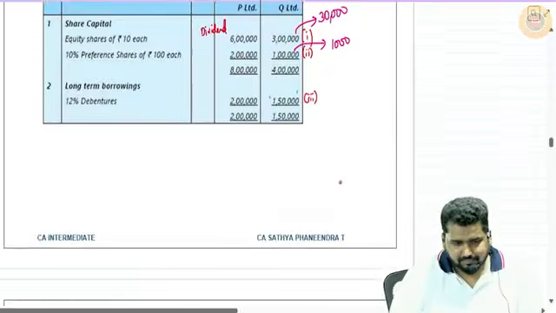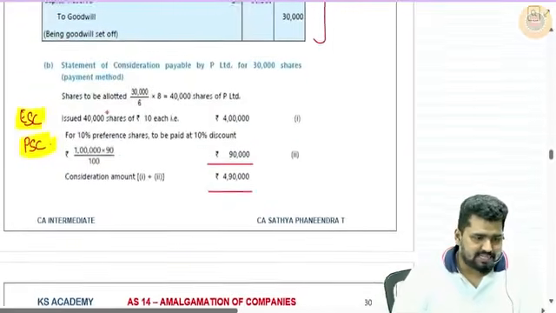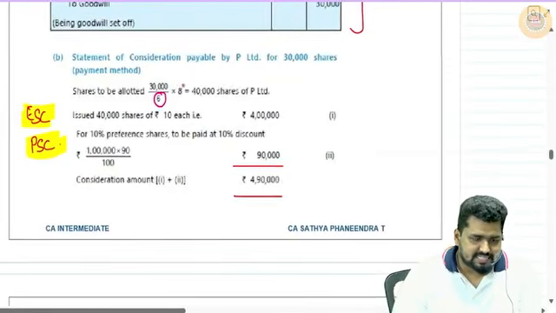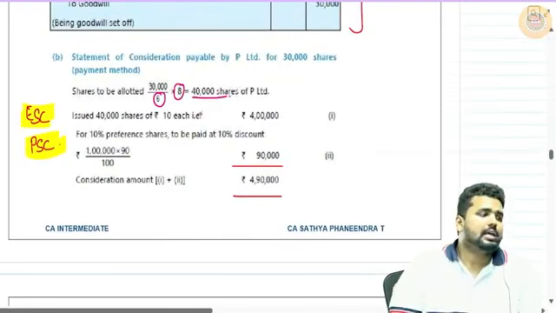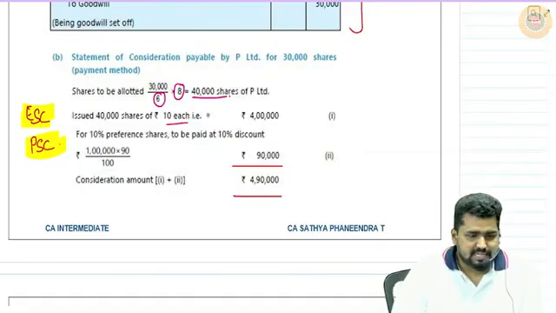Correct? So, to equity shareholders, what are we giving? Equity shares. Correct? So 30,000, and for every 6 shares, 8 shares are given. Therefore, how many equity shares are we giving? 40,000 equity shares of 10 each. So 4 lakh.